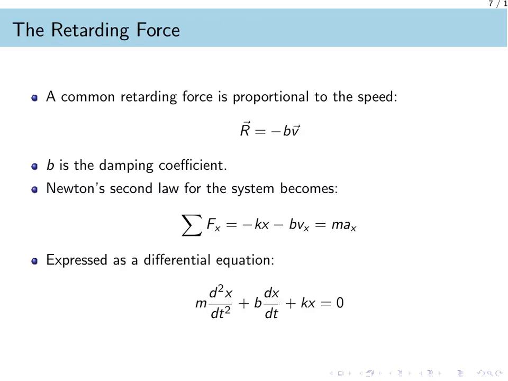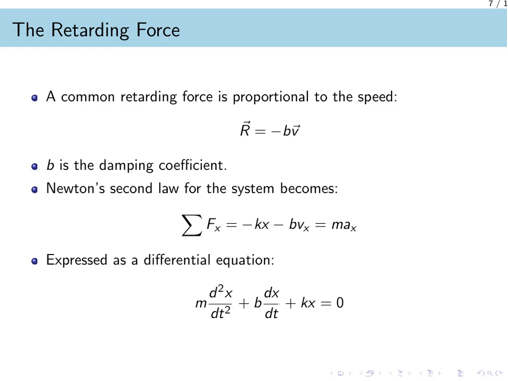To model damped motion mathematically, we look at the retarding force. A very common type of retarding force is one that is proportional to the speed of the object. We express this as the vector R equals negative b times the velocity vector, where b is known as the damping coefficient. When we include this force in Newton's second law for a mass on a spring, the total force is the sum of the restoring force, negative k times x, and the damping force, negative b times the velocity.